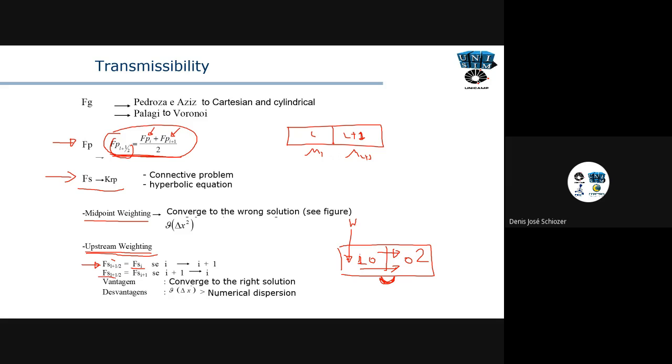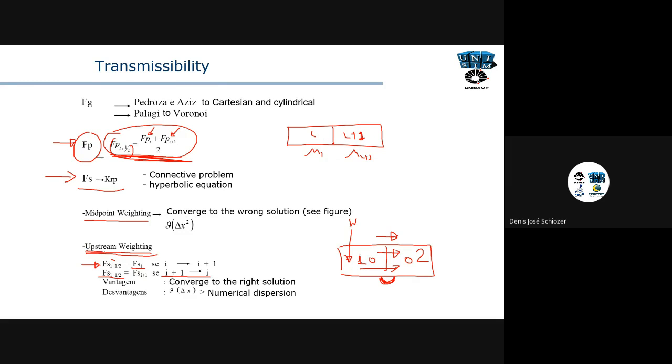And if the flux is going from block 2 to block 1, then I use the properties of block 2. Why do we do this? Because, for example, the flux of water that's going from 1 to 2 is not a function of how much water is in block 2, but is a function of the amount of water that's in block 1 only. So that's why for the variables that are a function of pressures, we use this midpoint weighting, which is an average between the two neighbor blocks.